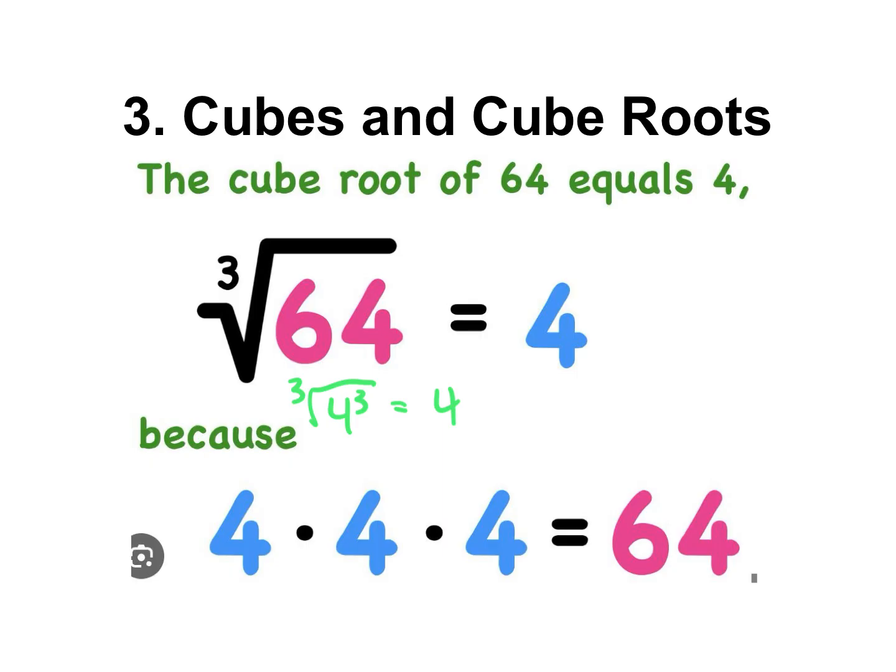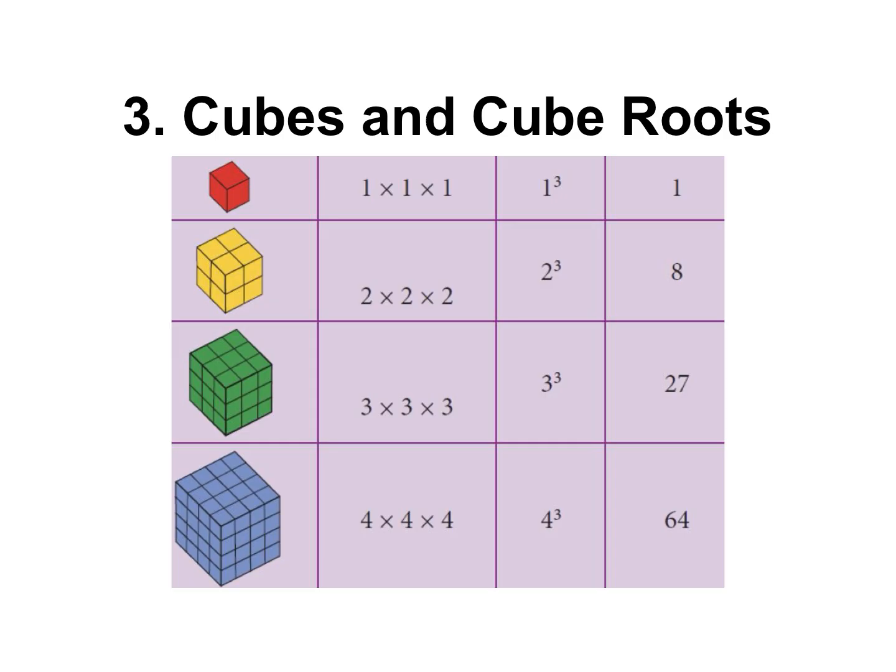It's the same thing, except you have 3 of a number multiplying to itself. And basically what cubes do is they make 3-dimensional figures. So 3-dimensional figures are called volume. What a cube represents is volume. Just like a square represents area, cubes represent volume.